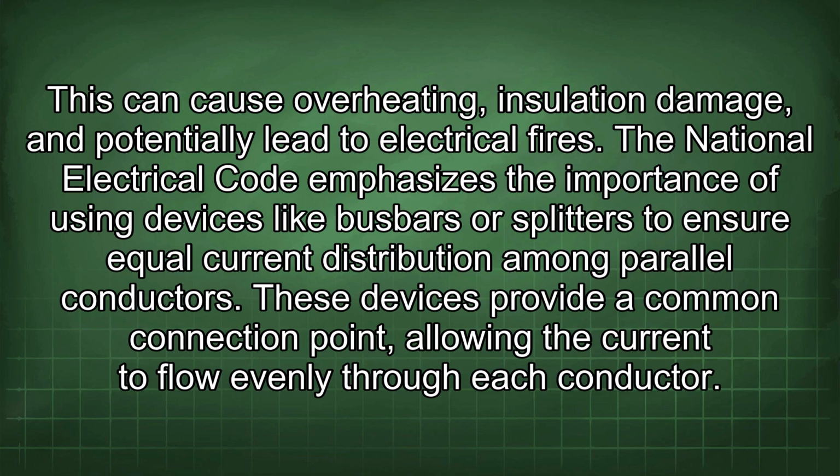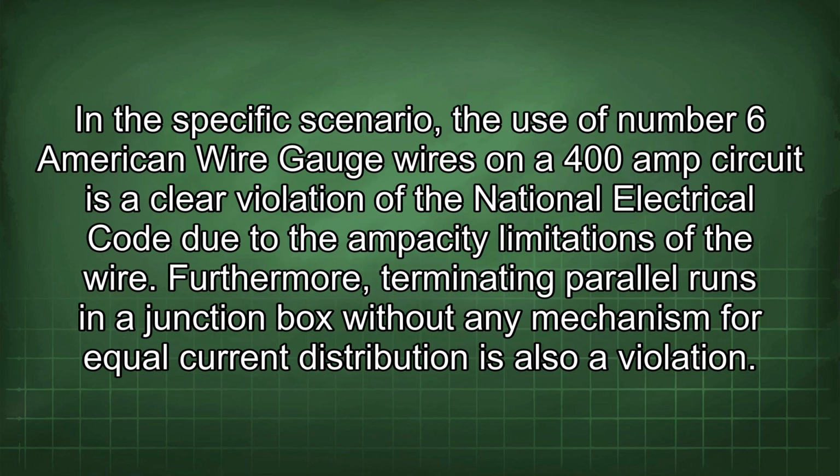The National Electrical Code emphasizes the importance of using devices like busbars or splitters to ensure equal current distribution among parallel conductors. These devices provide a common connection point, allowing the current to flow evenly through each conductor. In this specific scenario, the use of number 6 American wire gauge wires on a 400 amp circuit is a clear violation of the National Electrical Code due to the ampacity limitations of the wire. Furthermore, terminating parallel runs in a junction box without any mechanism for equal current distribution is also a violation.